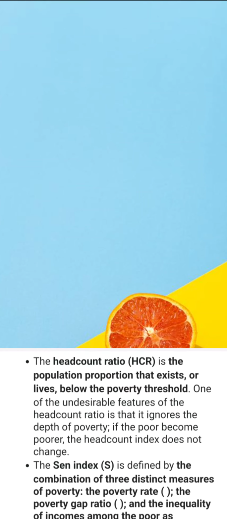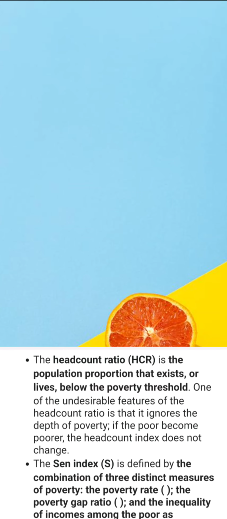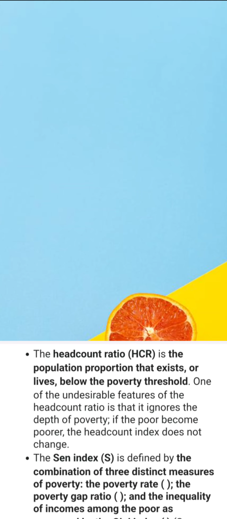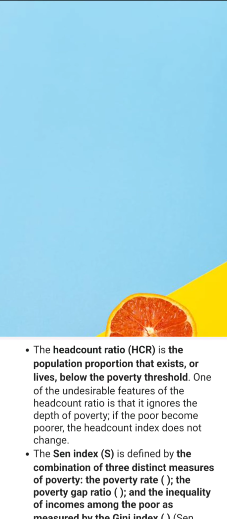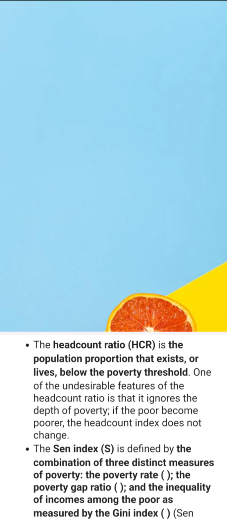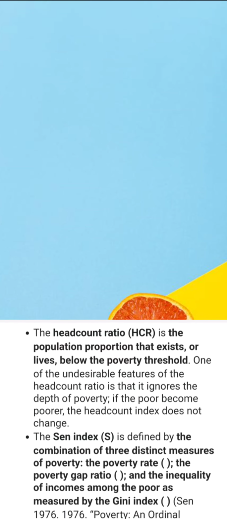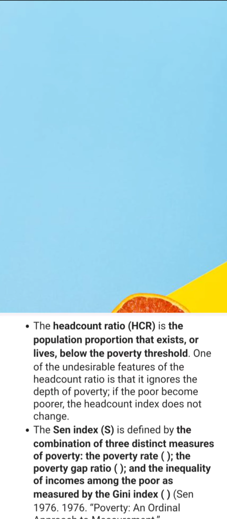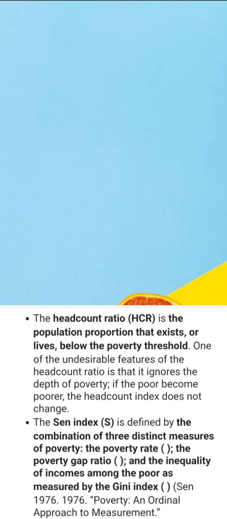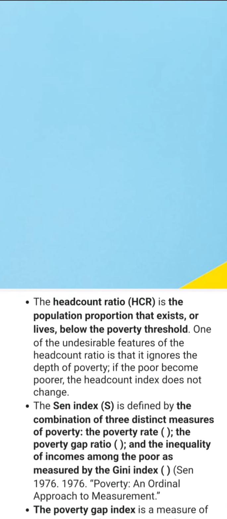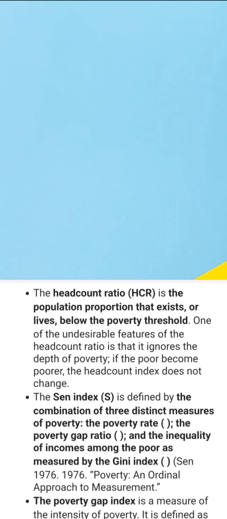Poverty reduction measure. Key points. The headcount ratio (HCR) is the population proportion that lives below the poverty threshold. One of the undesirable features of the headcount ratio is that it ignores the depth of poverty. If the poor become poorer, the headcount index does not change.